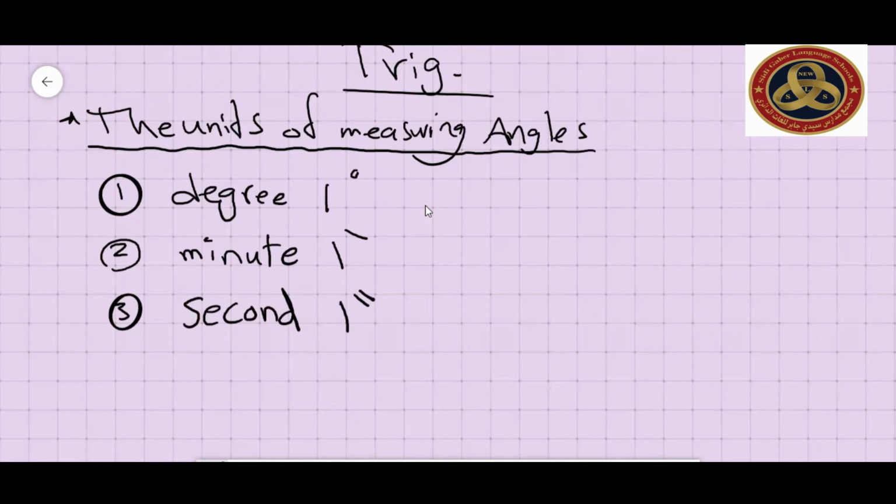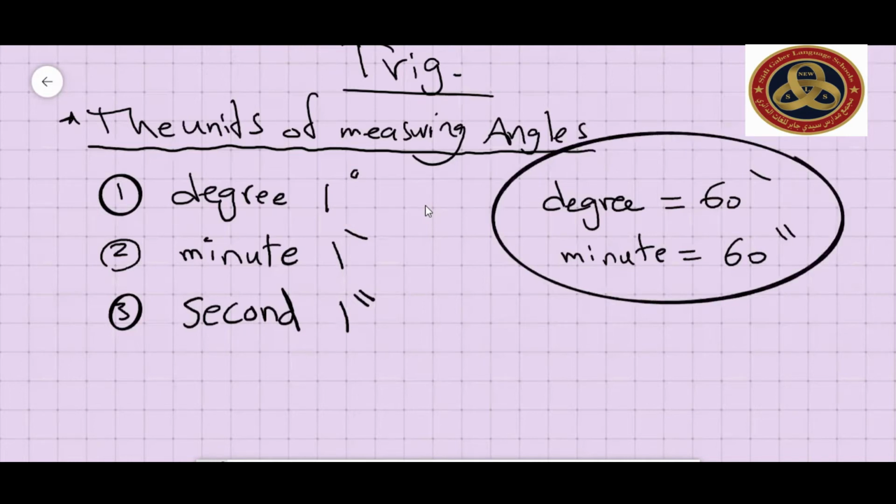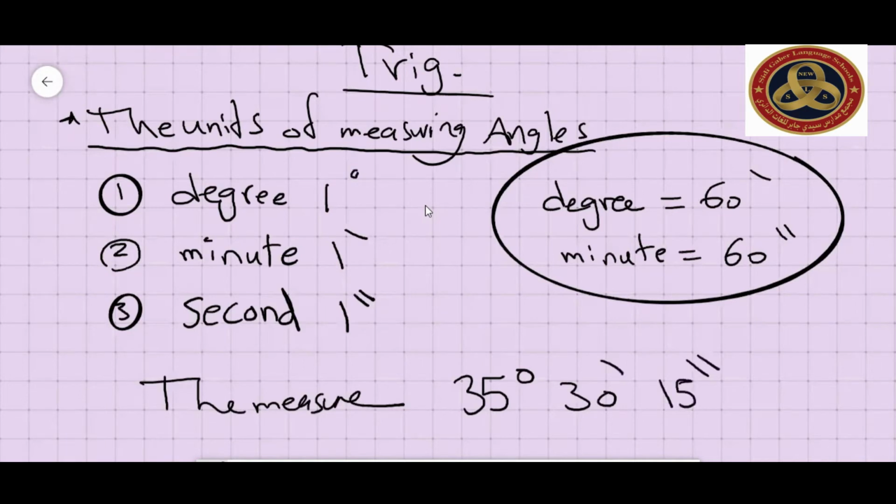What is the relation between them? The degree equals 60 minutes, and the minute equals 60 seconds. This is the relation between them. Okay, so we can write the measure of the angle in a new way. We can write it 35 degrees and 30 minutes and 15 seconds. This is a new way to write the measure of the angle in degrees, minutes, and seconds. Okay? This is the first point which we have.